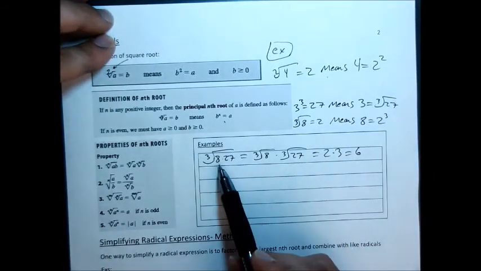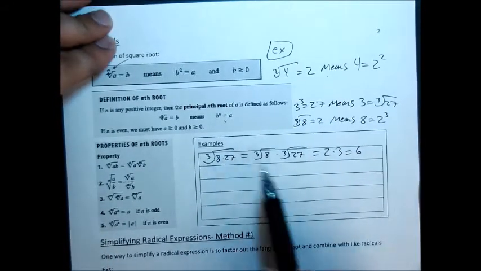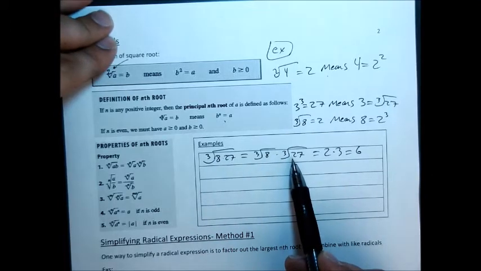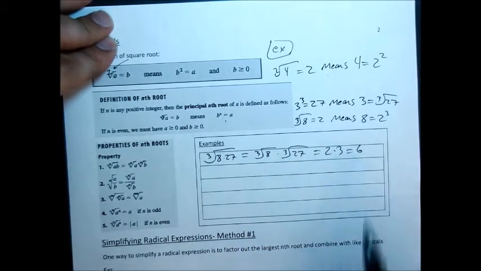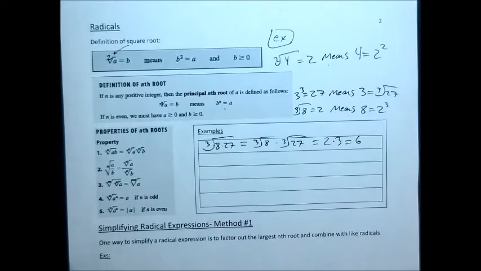And so we started with something that wouldn't be able to be simplified unless we split it up into two separate roots and recognized it as those two separate roots, and then that let it simplify down to something nice, which is just 6. We can do a similar thing with fractions.